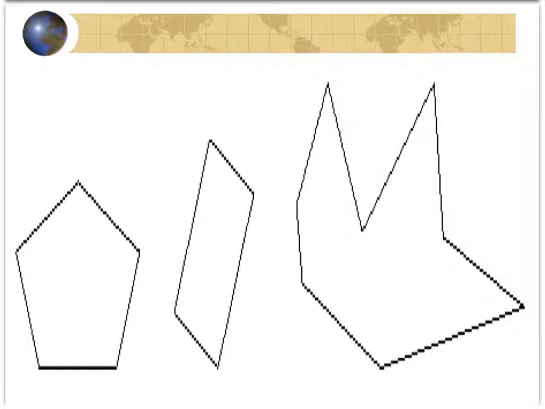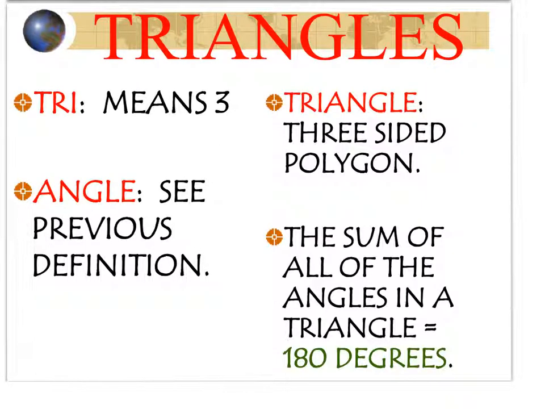So here's a polygon. Again, they have to have sides, they have to have angles in order for it to be a polygon. A circle is not a polygon. So specifically in this part, we're going to talk about triangles. And the word tri means three. So angle, we've defined that as a part of two rays coming together or going out from a vertex. So a triangle is a three-sided polygon.